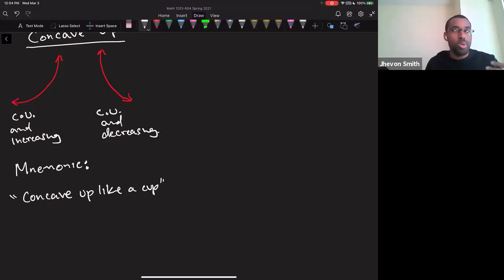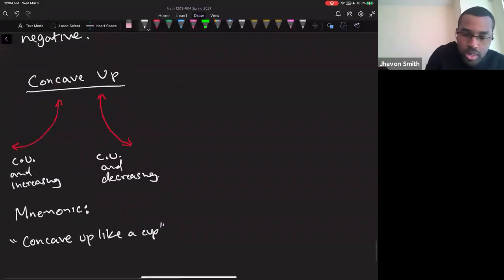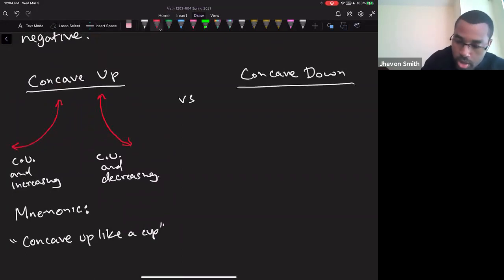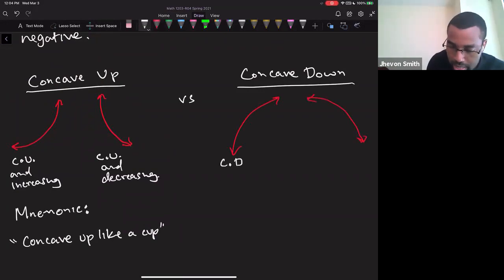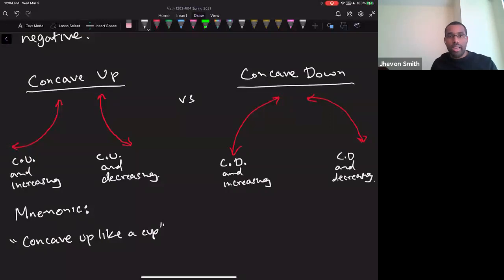It's not about whether you're actually moving up or down. It's about how you're shaped while you're moving up or down. If you're shaped like a smiley face, you're concave up, right? Versus concave down. Again, you can be increasing in concave down, or you can be decreasing in concave down. So this is concave down and increasing. This is concave down and decreasing. Right? So you can be either.